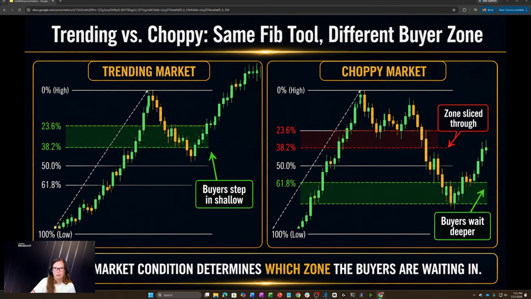Here is the core principle. The level at which buyers and sellers step in is not fixed. It changes based on market conditions. In a strong trend, buyers are aggressive. They buy shallow. In a choppy market, one where there's no clear directional trend, prices oscillating back and forth without establishing clean higher highs and higher lows, buyers are less confident. They need more evidence. They wait for deeper pullbacks before committing.